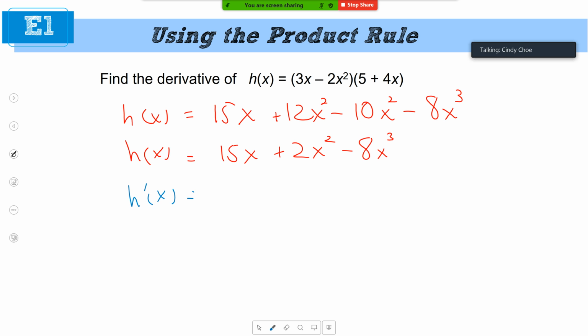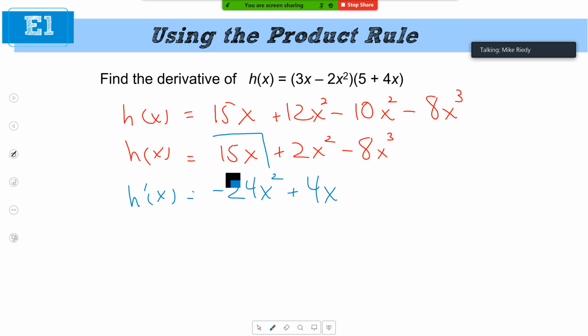I put the cubed in front. So no problem, that's fine. Negative 24x squared. And then plus 4x. And then I wasn't sure about the plus 15x if that one got rid of. No. Constants disappear. They go to zero. What happens to a variable?